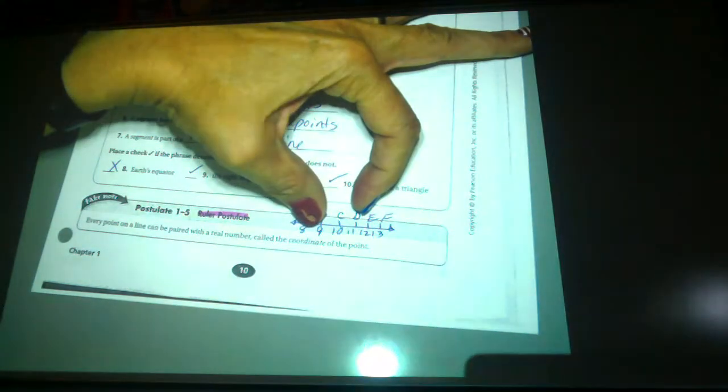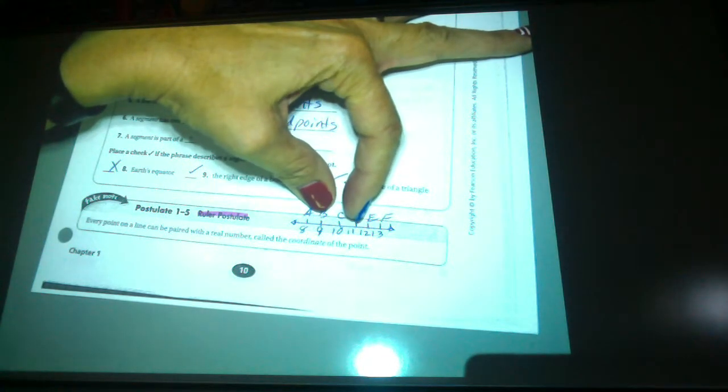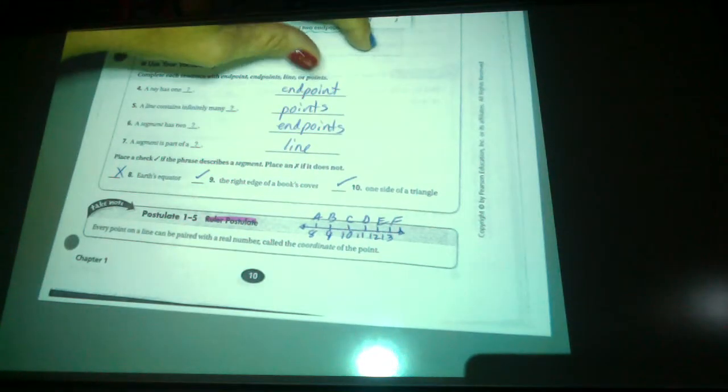So if I wanted to find the distance from B to D, well, B has a coordinate of 9, and D has a coordinate of 11. So I can use that to find my distance. That's what they're getting across. I probably would never test you specifically on the ruler postulate.